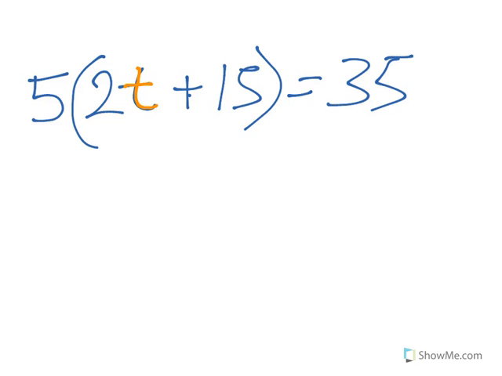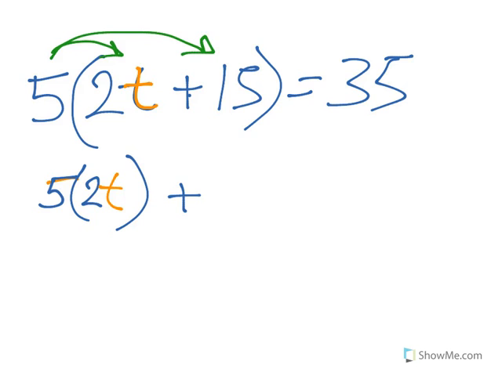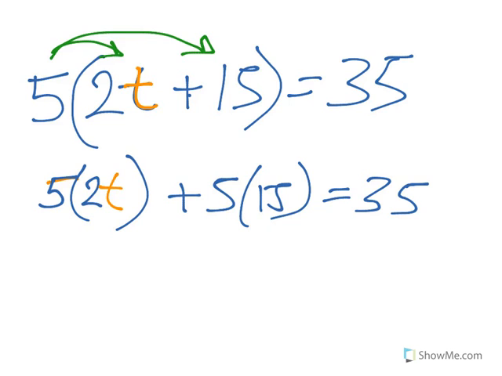Here we have, can you read this out loud? 5 multiplied by 2t plus 15 equals 35. Remember, we want plus, and then the 15 in brackets: 5 times the quantity 2t plus 15, equals 35. Exactly. Now, what is this?